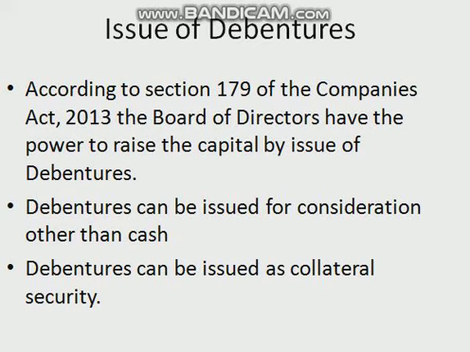Now we will discuss another topic: issue of debentures as collateral security. A collateral security is an additional or secondary but contingent security for the performance of an obligation. Sometimes a company deposits its debentures as additional security to secure a loan from the bank. So the debentures are deposited to provide security to the lender for the loan taken.